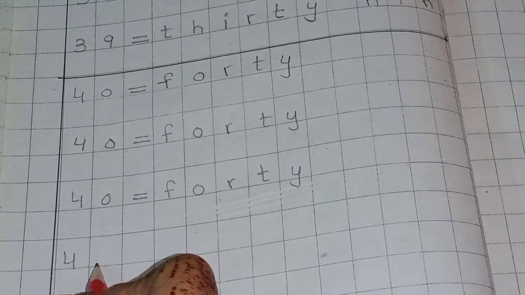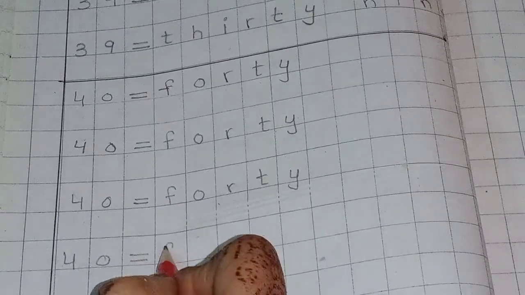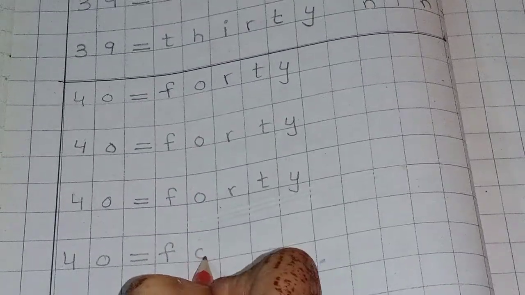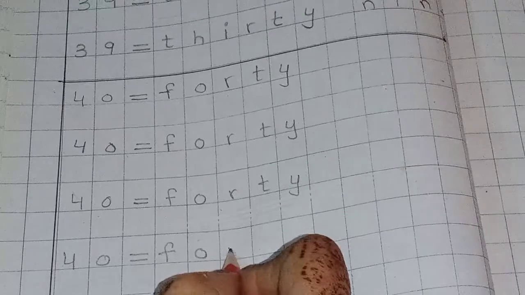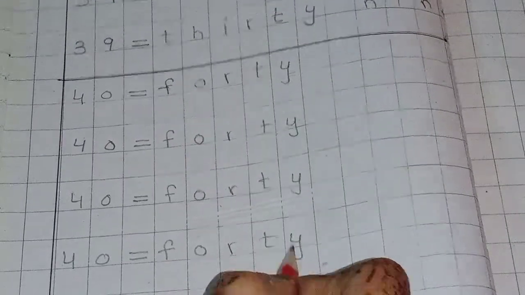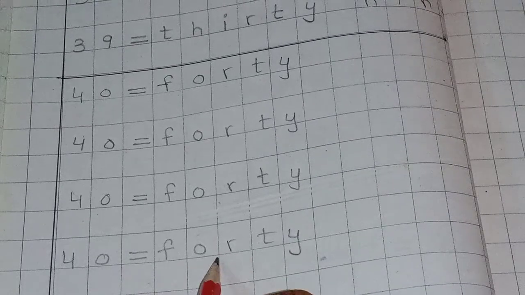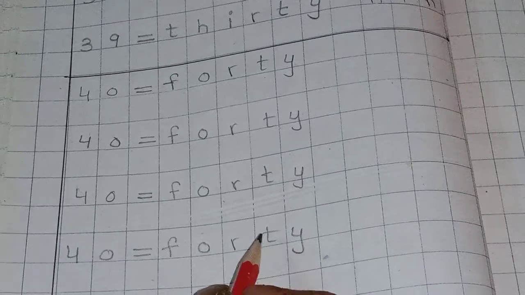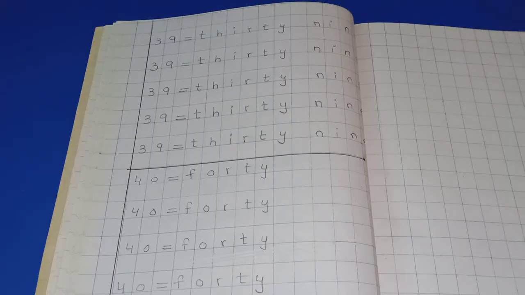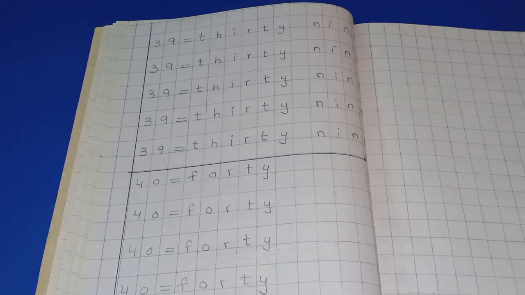40, the sign of equals to, and here you will write 40: FORTY 40. What is the spelling of 40? FORTY 40.